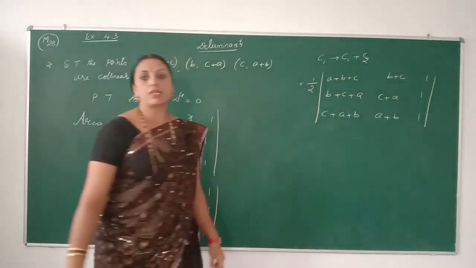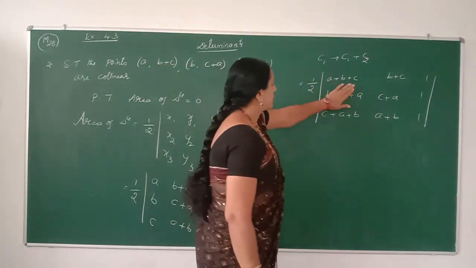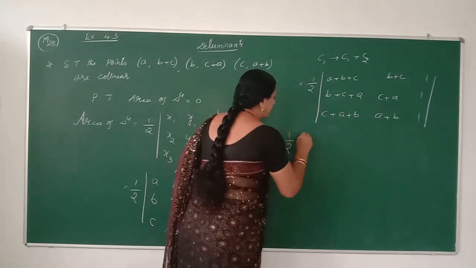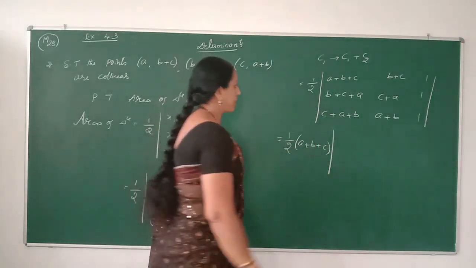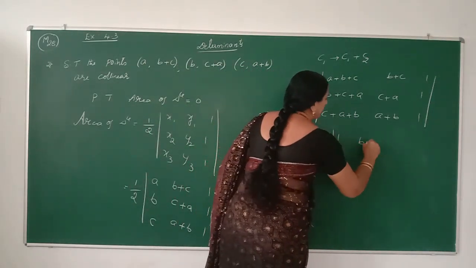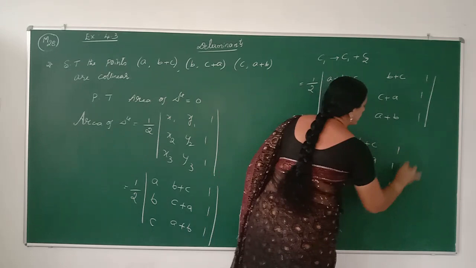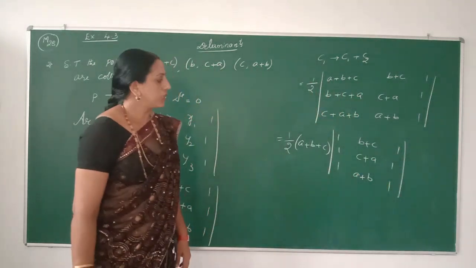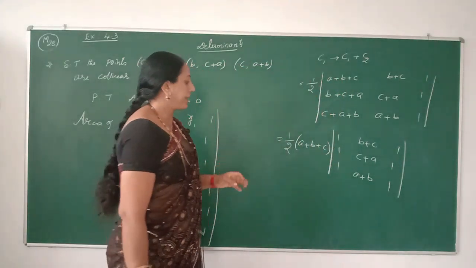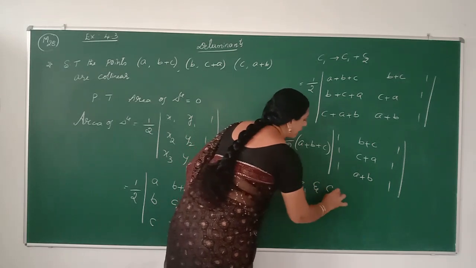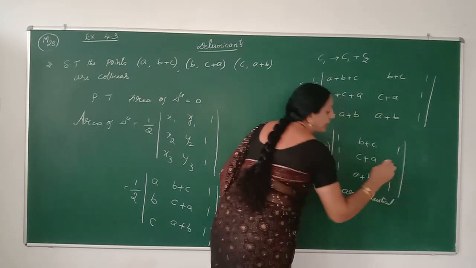Then we observe the elements of the first column, which are all identical. Therefore, such elements have a common factor. A plus B plus C is a common factor. What about the remaining part of the first column? It is 1, 1, 1. The elements of the second column are B plus C, C plus A plus B, and the last column is also 1, 1, 1. So we observe the first column and the third column. C1 and C3 are identical. Therefore the value of the determinant is 0.